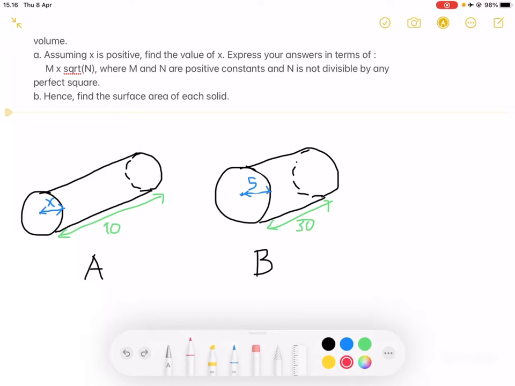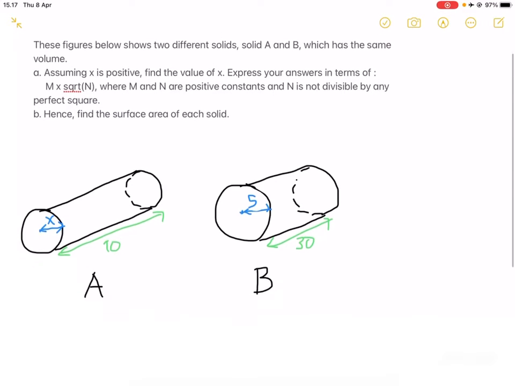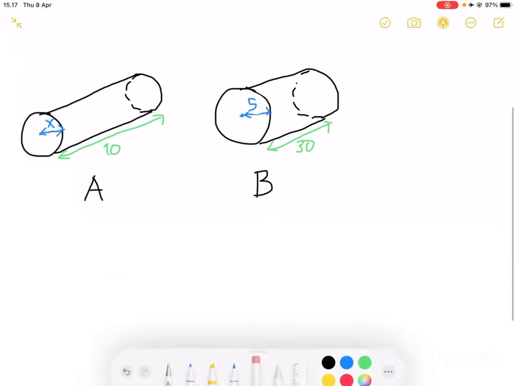And we need to express x in terms of m times square root of n, where m and n are positive constants and n is not divisible by any perfect square. So the square root of n cannot be further simplified, or at least it cannot extract any integer out of the square root. I hope that makes it clear. And also for part B, we need to find the surface area of each of cylinders A and B. Alright, so let's do part A first.